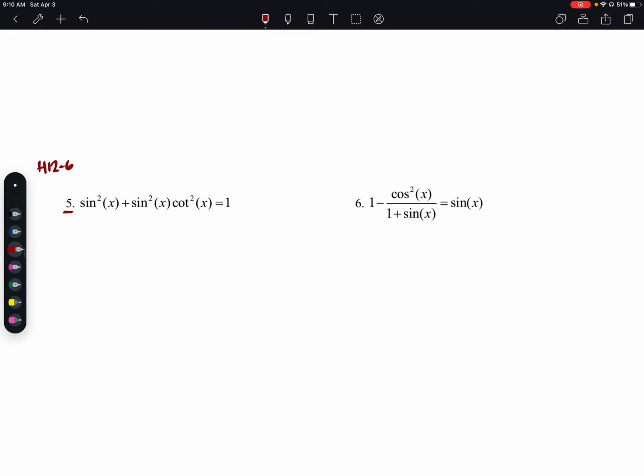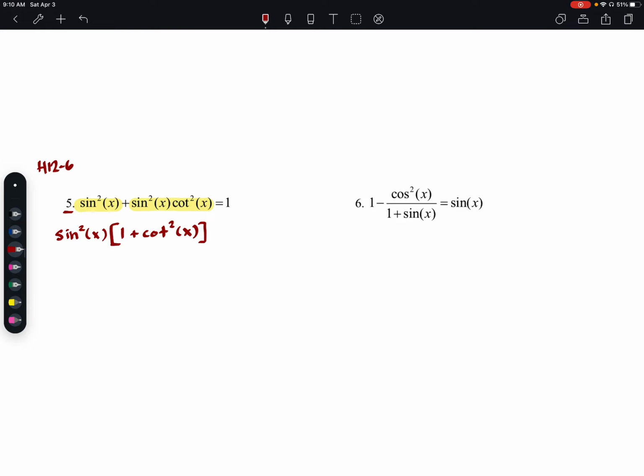And maybe I'll show you a couple different approaches that could be taken. So one thing you could do is, I look at this, I have sine squared x, and then I have a sine squared x times cotangent squared x. Right, so there's two terms. They have a common factor. I could factor out a sine squared x, and what I would have left over is 1 plus the cotangent of x squared.